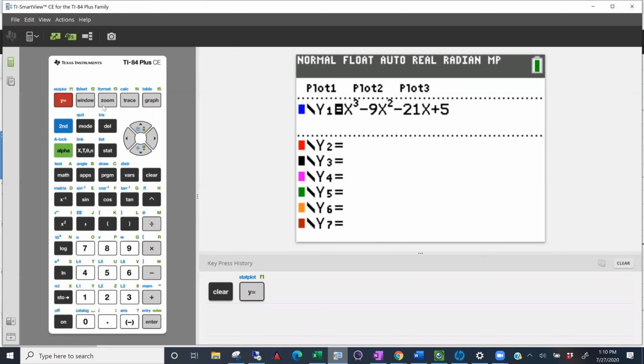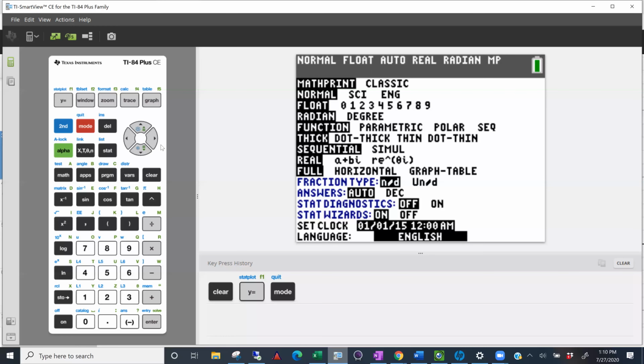And you know what? This isn't what we want. Let's hit the mode key. So you hit the mode key, you go down to function, and then to the right one for parametric, and press enter. That puts you in parametric mode. That's exactly what I want. So once again, you hit the mode key, you go down 3 times, which is what this is telling you, to the right once and press enter.